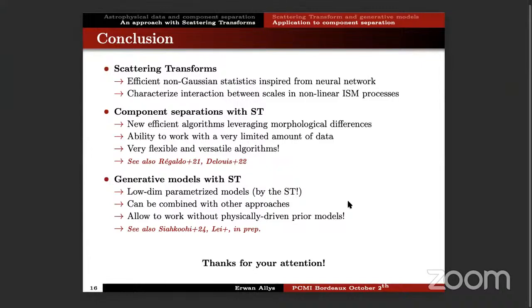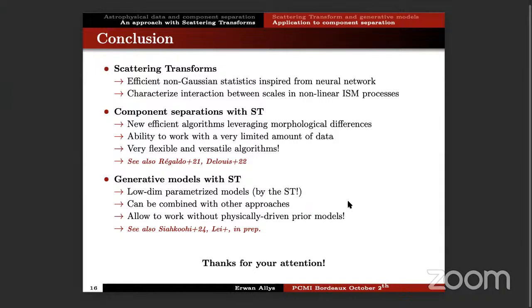So to conclude, we have scattering transforms, which are efficient Gaussian statistics inspired from neural networks. They are summary statistics, but they can characterize interactions between scales in nonlinear interstellar medium processes. You can have new efficient component separation algorithms, which are able to leverage the morphological differences between processes. And I hope I showed you that it can work even with a very limited amount of data. And actually, I showed you only one example of component separation, but it's a very flexible and versatile algorithm.